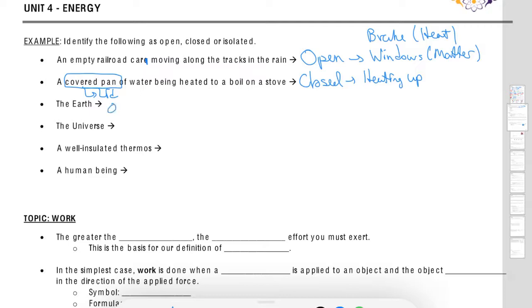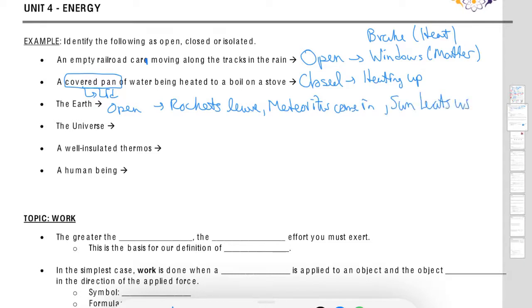Okay. The Earth is an open system. If you want to think about it, rockets leave, so matter leaves. Meteorites hit our Earth consistently, and so that means they come into our system. The sun heats us, so that means we have energy coming in and out. All right. So the universe is really the only truly isolated system, because it encompasses everything. That means nothing really goes in or out of the universe.